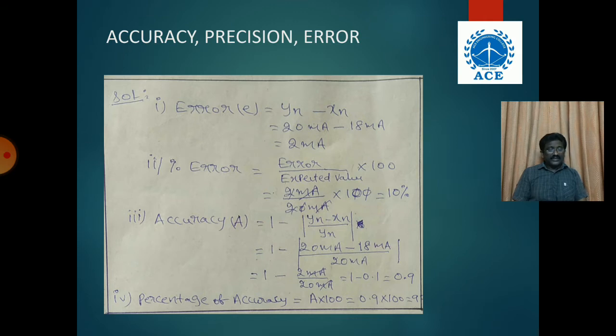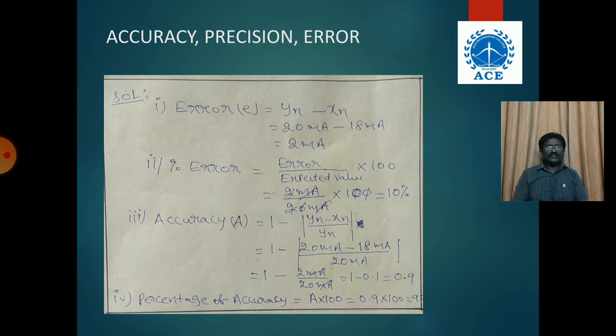Now percentage of accuracy equals accuracy into 100. Your accuracy A equals 0.9 into 100, which is 90%. Here 90% is the percentage of accuracy for the given system. Fourth one, expected value, the design value. Actually, every instrument has some design value. Next one, precision. Precision means sharply or clearly defined.